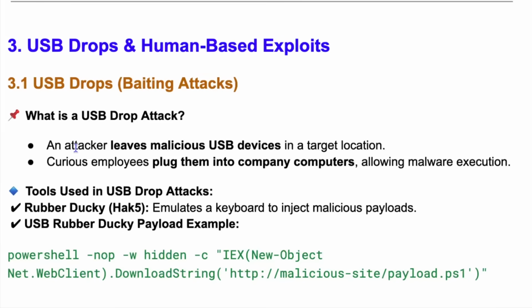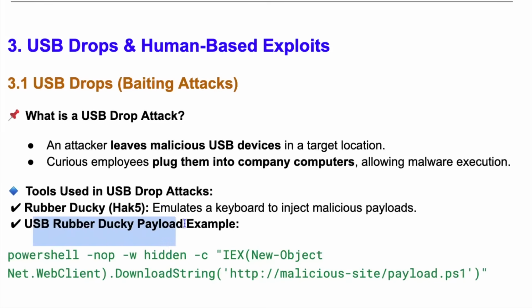So, we already talked about this. The attacker leaves a malicious USB device in a target location. Curious employees plug them into company computers, allowing malware execution. And tools used in these types of attacks are the Rubber Ducky, also known as Hak5, which emulates a keyboard to inject malicious payloads, okay?